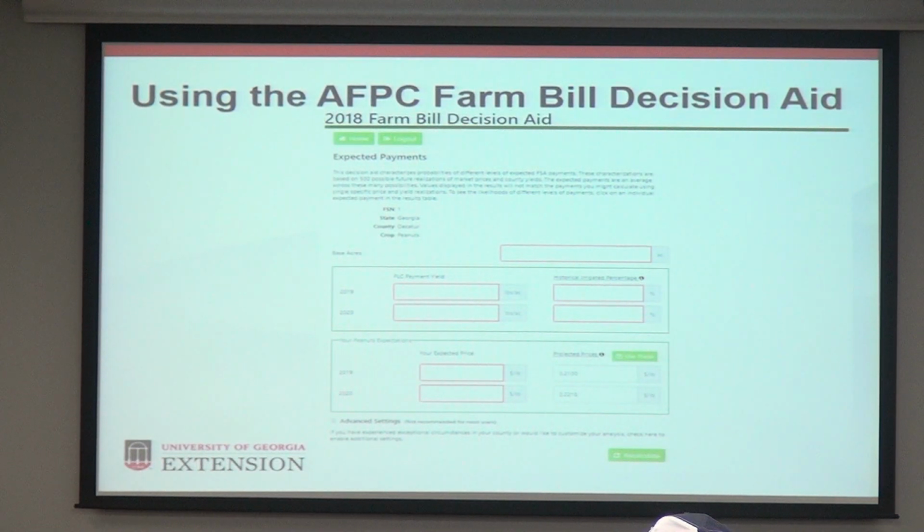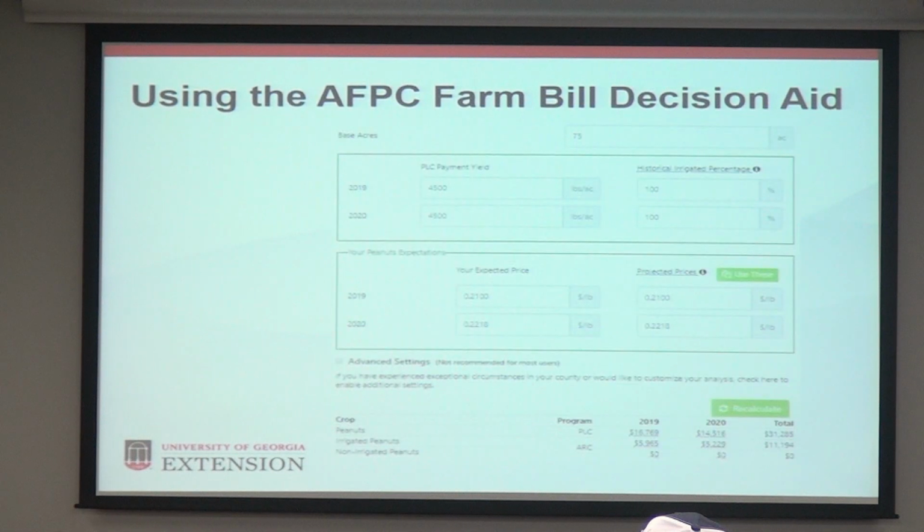And so there is a projected price included there from the University of Missouri, the FAPRI expected price, and those projected prices you can load in there, or you can put in your own expected price. So I preloaded in here some 75 base acres, a 4,500 pound PLC payment yield per acre for 19 and 20, saying 100% irrigated for this example, using the projected prices there of just over 22 cents for 19 and 20.